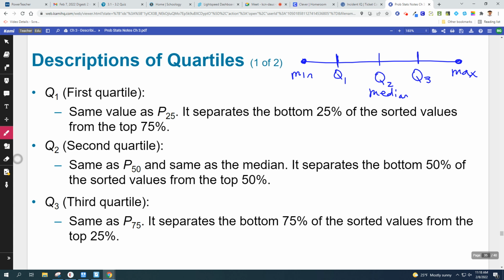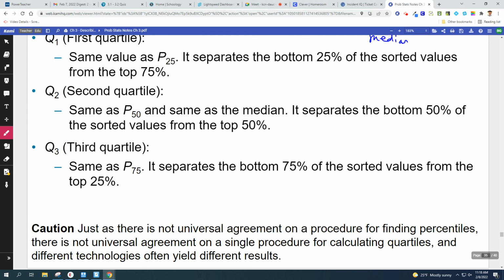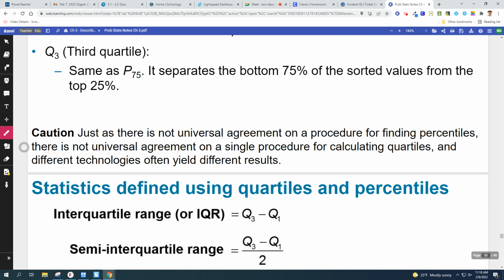Q1, the first quartile, is the same value as P25. It separates the bottom 25% of the sorted values from the top 75%. Q2, the second quartile, is the same as P50 and the same as the median. It separates the bottom 50% from the top 50%. Q3, the third quartile, is the same as P75. It separates the bottom 75% from the top 25%.